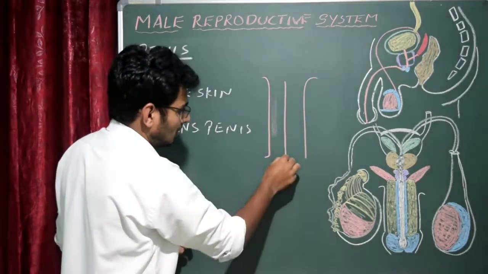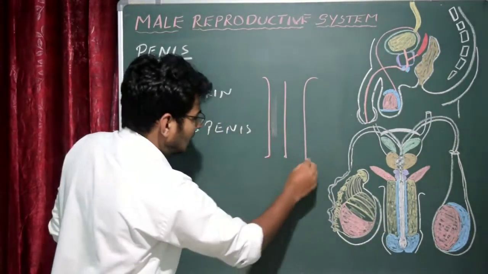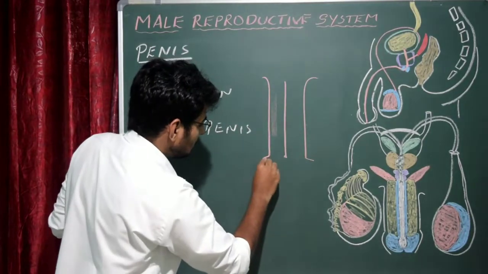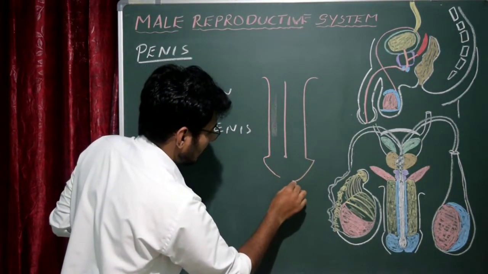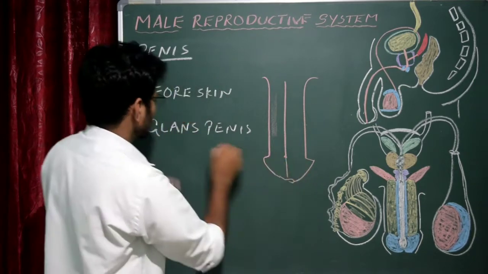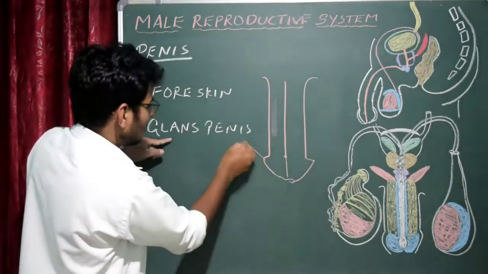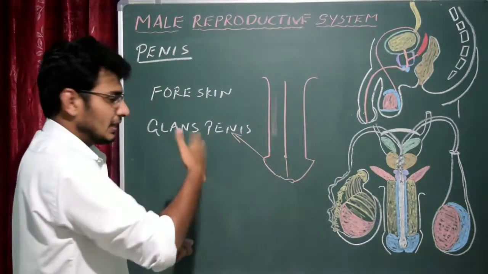The opening of the urethra is called the urethral meatus. Here you could see a bulb-shaped structure at the terminal or end of the penis. This bulb-shaped structure is called the glans penis. Remember it. We will talk more about it in NEET class.